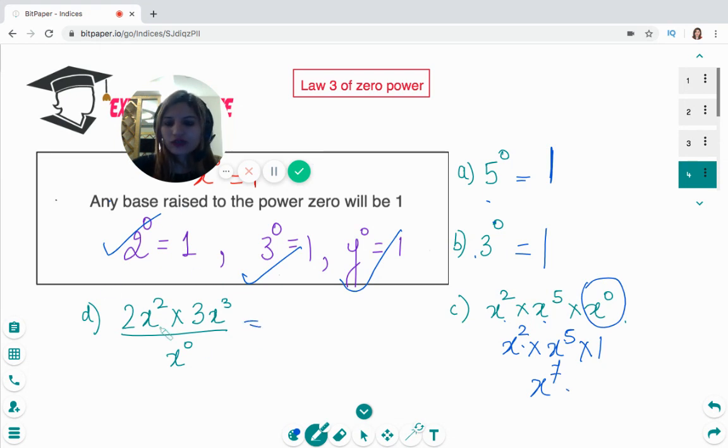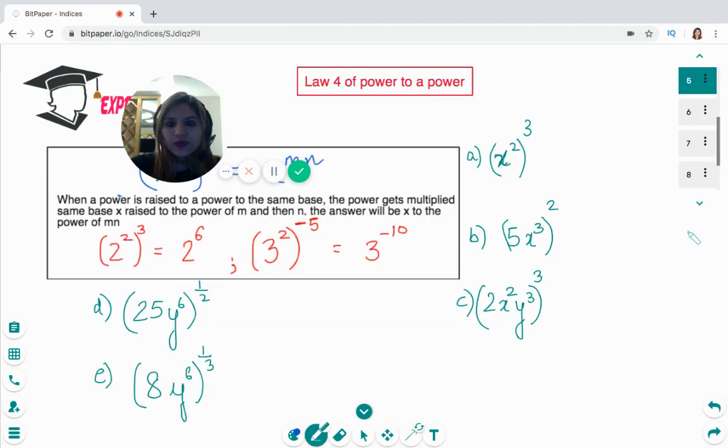The last question, first let's simplify the numerator. 3 times 2 is 6, x cubed times x squared is x to the 5, and x squared is 1, so that would be the answer. All right, now let's move on to the fourth law.